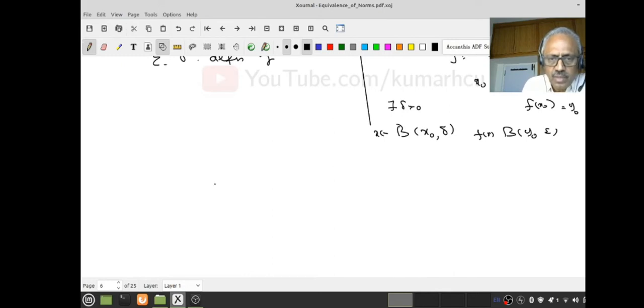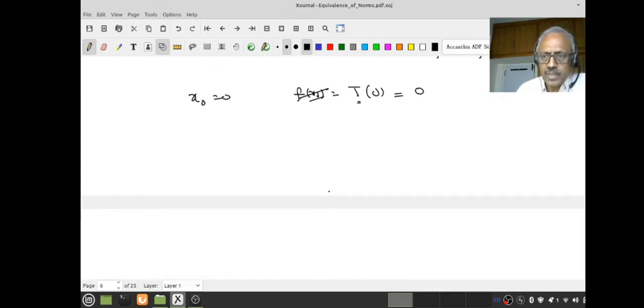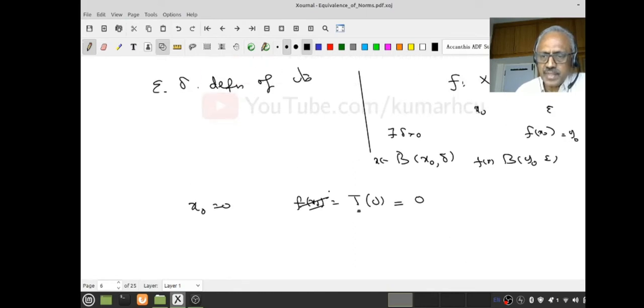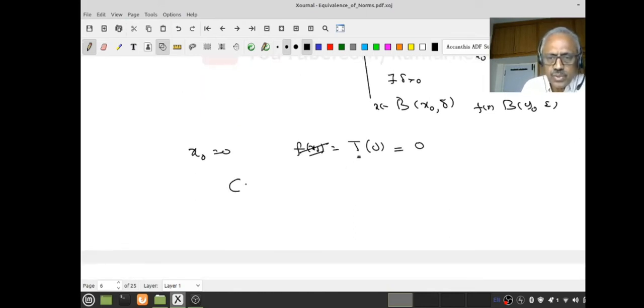So I want to use continuity. Therefore, what is my point here? My point x naught is 0. And what is f of x naught? Here it is T of 0. Now what is T? T is linear, therefore T of 0 is 0. Do you understand? Now for every epsilon I should be able to find a delta. So let us choose epsilon equal to 1.